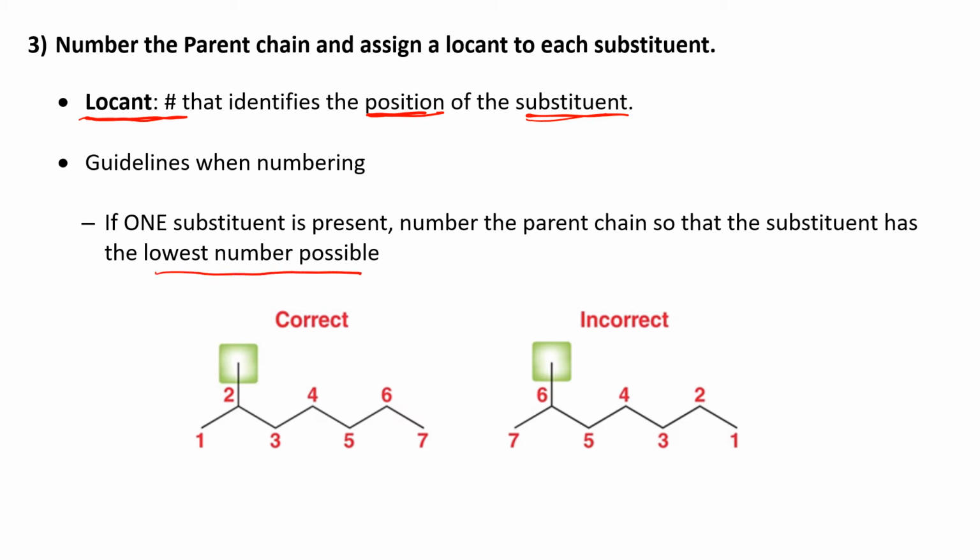So the guidelines when numbering: if only one substituent is present, then you number the parent chain so that substituent gets the lowest number. For example, we have a carbon chain of 7 carbons. I could start numbering from the left, and we see that my substituent on carbon number 2, that methyl group, would have a 2 position. If I started numbering from the right, my methyl group would get a 6. So a 2 beats a 6. So this is the correct numbering system, giving the substituent the lowest possible locant number.